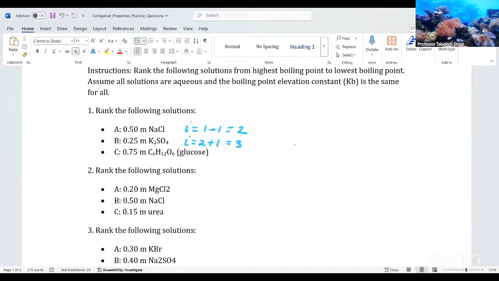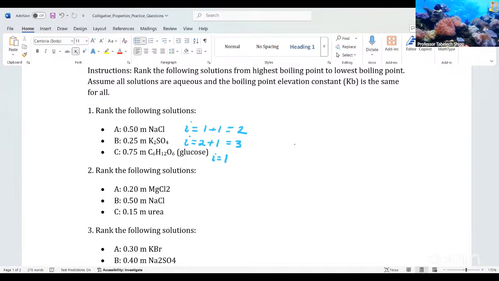Now, if we look at the next one, C6H12O6, in this particular case, this is glucose. This is a non-electrolyte particle. Because sugar is a non-electrolyte, our i is automatically equal to 1. You have those carbons, hydrogens, and oxygens in this formula that make this a non-electrolyte, which means the i is equal to 1.